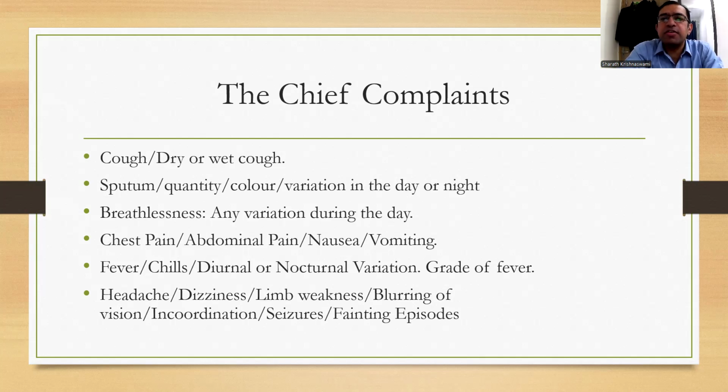And moving further on to identify whether the patient has any symptoms related to the central nervous system. So you'll have to ask whether the patient has any headache, any dizziness, any weakness of the right side or the left side of the body, whether there's any blurring of vision or seizures or fainting episodes. So this gives you a broad understanding of which system of the body is affected when the patient comes to you, so that you can ask further questions based on that system.